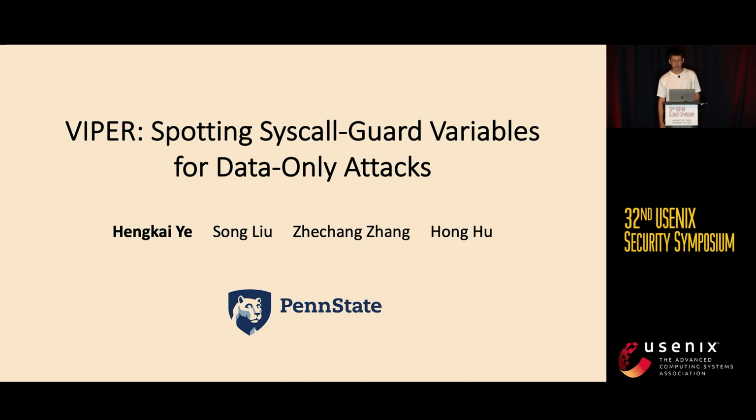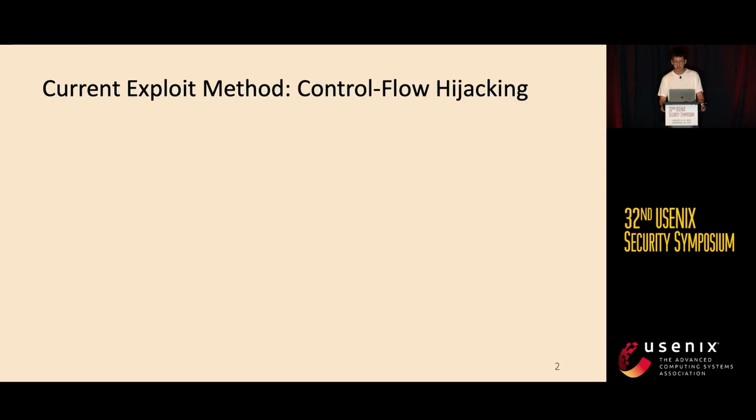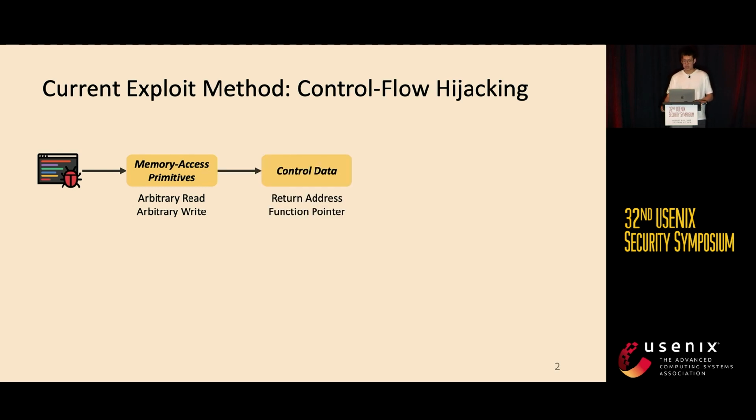And today, I'm going to share our work, VIPER: supporting Syscall-Guard variables for data-only attacks. Control flow hijacking has been a predominant approach to exploit memory bugs in past decades. In control flow hijacking, attackers first need to manipulate memory bugs to gain memory access primitives like arbitrary read or write, and then use these primitives to corrupt control data like return address or function pointer, which further diverts the control flow to achieve malicious goals.